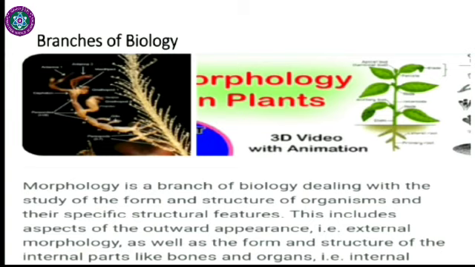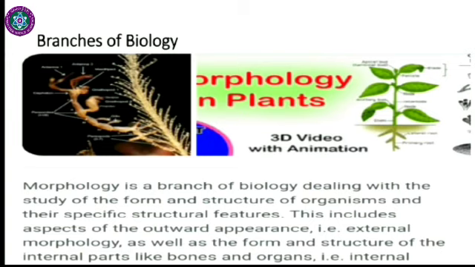Morph means form, logos means to study, so the study of the form, shape and structure of an organism is called morphology. Morphology is that branch of biology in which we deal with form. Form means, if we take the example of tissue, we see what type of tissue it is: a soft tissue or a hard tissue, meaning a soft type of connective tissue or a hard type of connective tissue. It also comes in the forms.